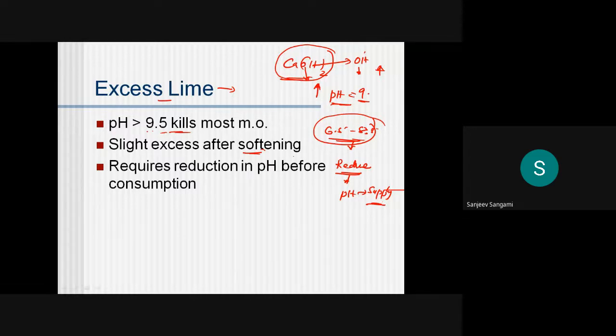Assume that after treatment with excess lime, normally the pH will be around 10. Then you cannot supply it as it is. You have to reduce it to below 8.5 and make it 6.5 to 8.5, then supply it. Again it is a tedious job. Treatment with excess lime is possible and it is going to kill most of the pathogens, but the pH will be around 10. Then again you have to add acid and go with acid treatment. So that is why it has its own disadvantages.